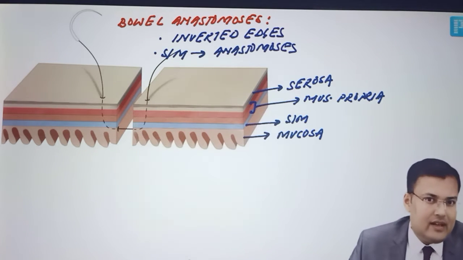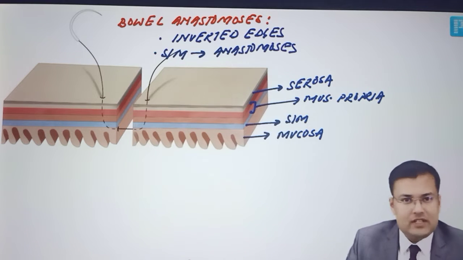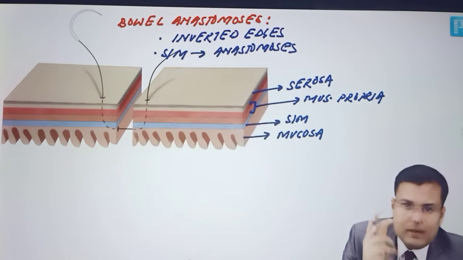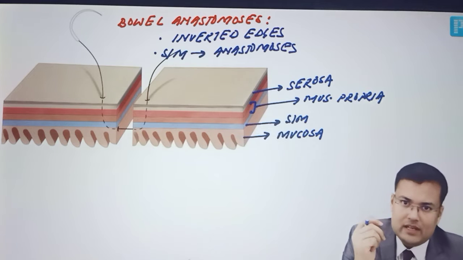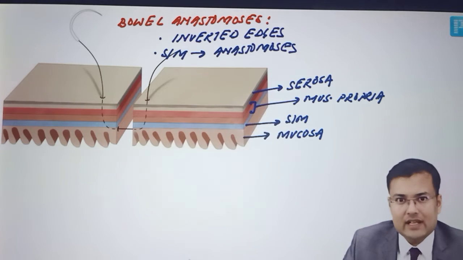Now, what are the types of bowel anastomosis? It can be single layer, double layer, or stapled anastomosis. Clear? So one by one, we are going to discuss. Initially, we were favoring double layer anastomosis, known as Cocker's 2-layer anastomosis, but nowadays single layer extramucosal anastomosis is preferred.